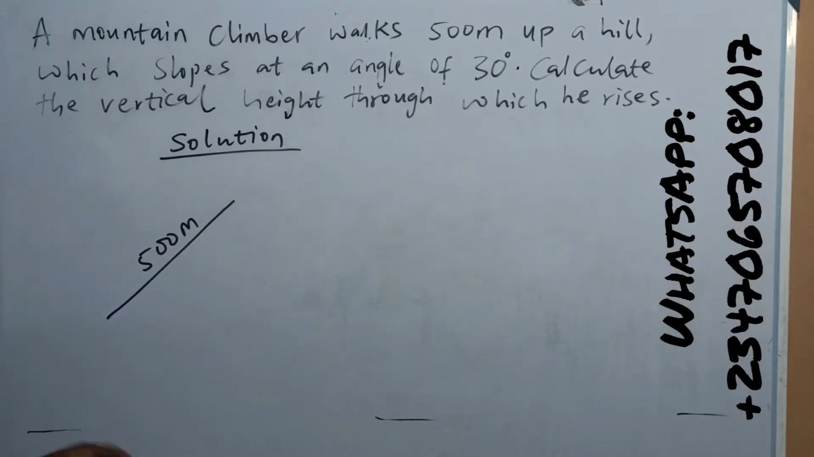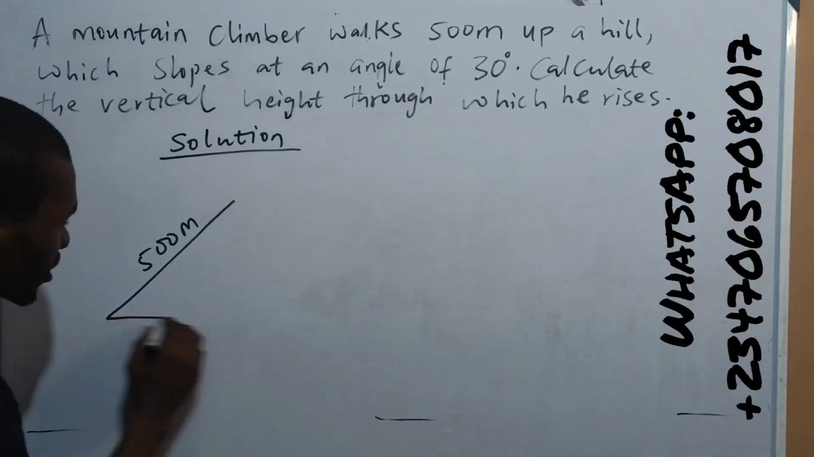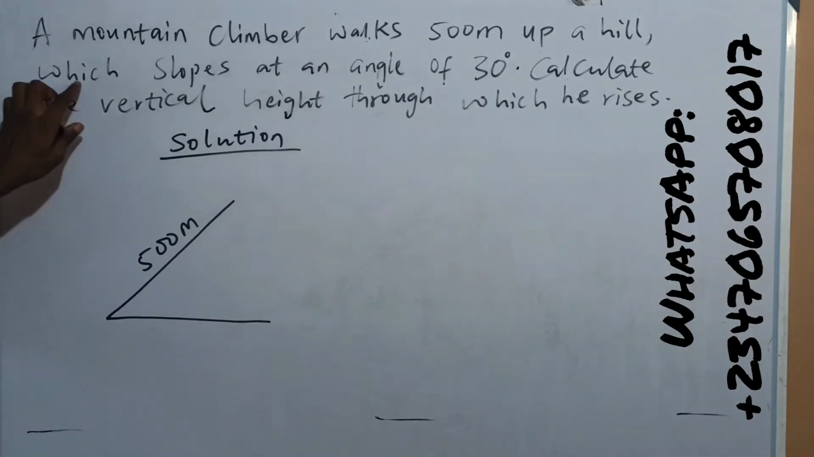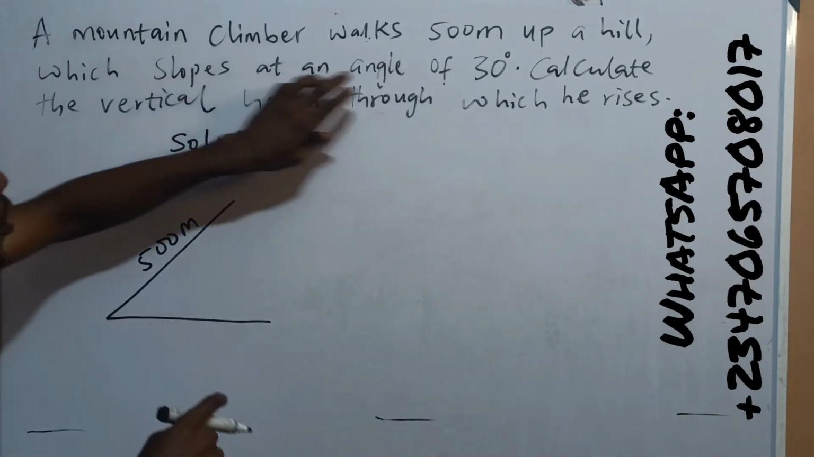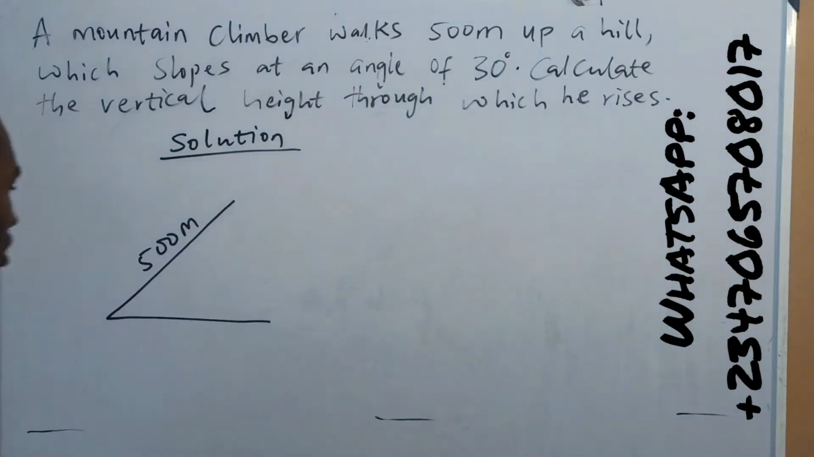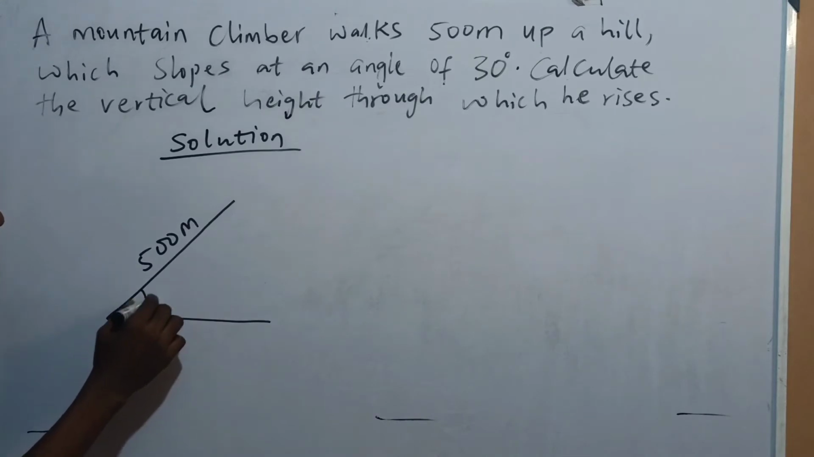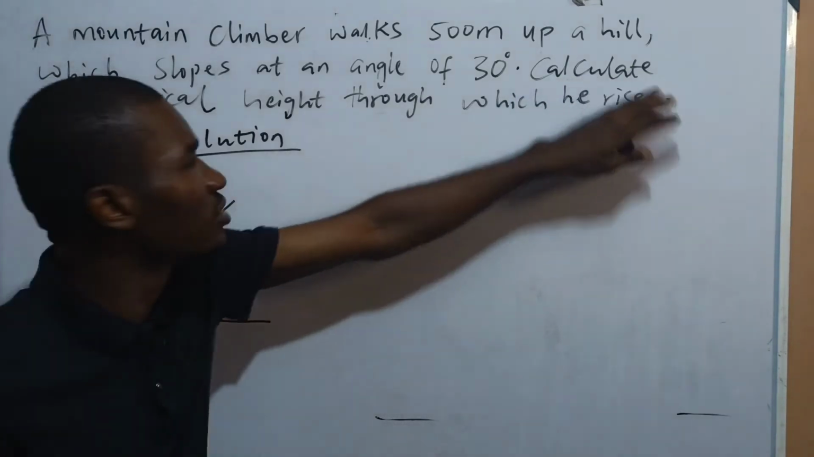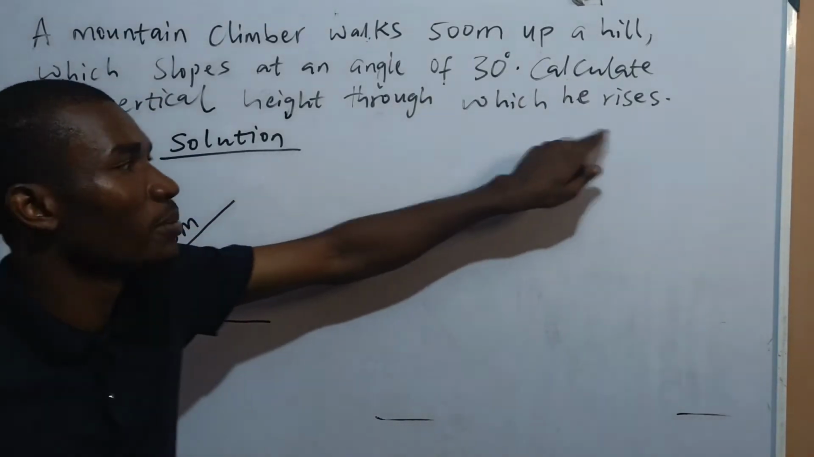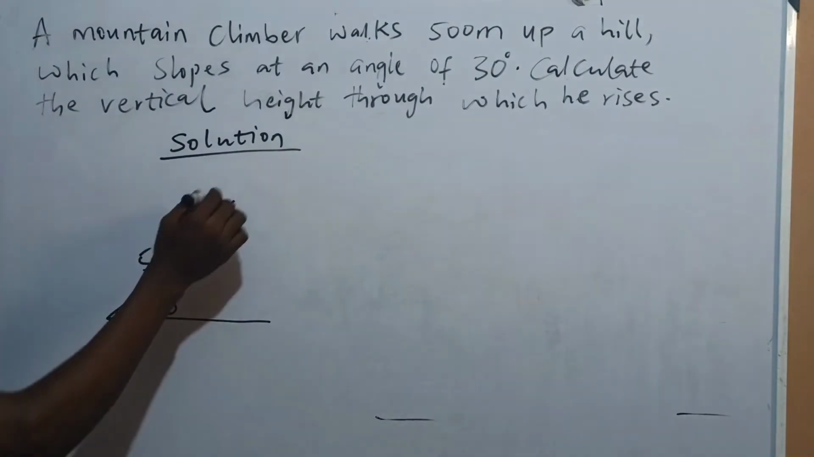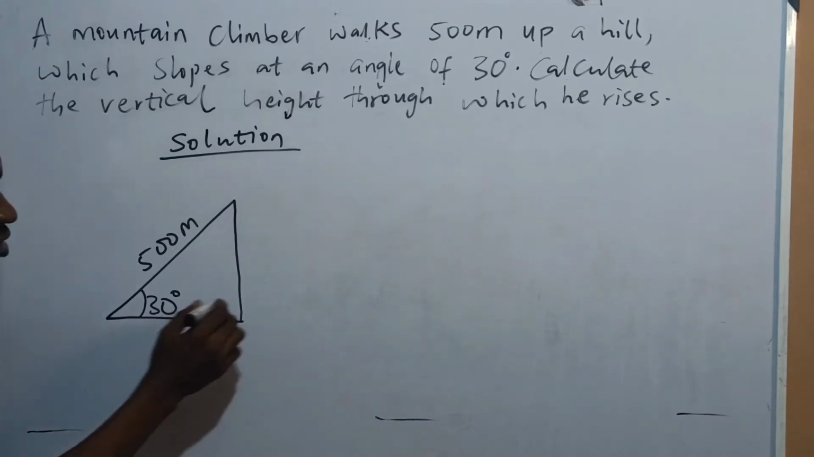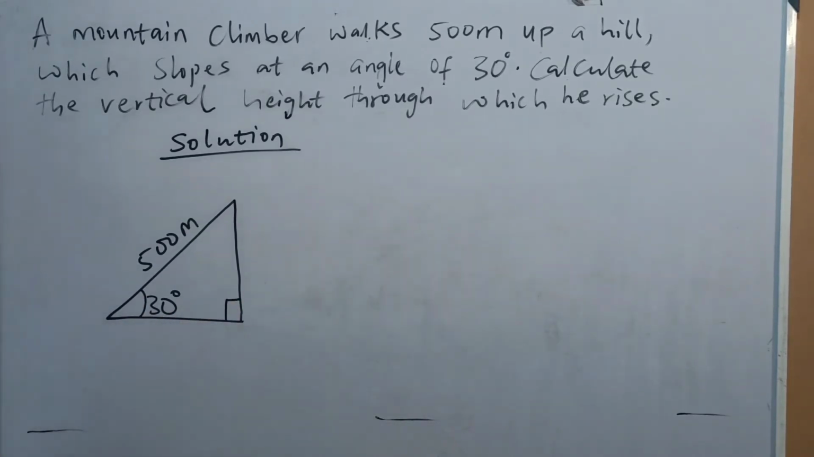And remember, every hill must have a base or ground where it must rest upon. So assuming this is the ground or base where this given hill rests, we are also told that this hill makes a slope of angle 30 degrees. That means this hill makes a slope of angle 30 degrees with this given base. Then we are asked to calculate the vertical height through which the man rises. And the vertical height is from this point to this point. So looking at this, obviously it has formed a right angle triangle.